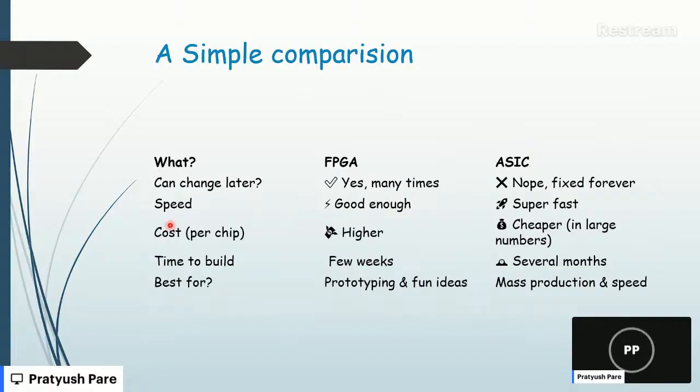The next thing is cost. You guys must be wondering, here, sir, you have written cost is higher for FPGA and cheaper for ASIC. But you said we use FPGA for experimental purposes. So cost for FPGA per chip is higher.